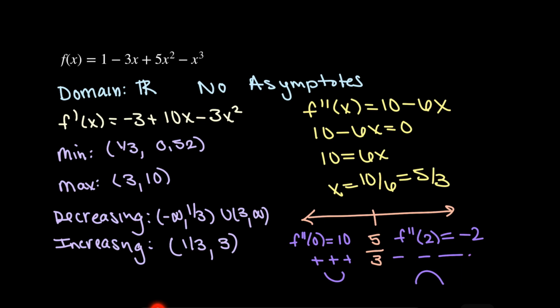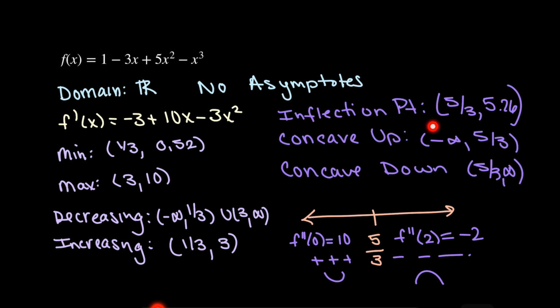I can see that there's a change in concavity at x equal 5/3, so that's going to be an inflection point. So I'm going to jot down all of that information, inflection point at 5/3, and then I took that 5/3, I plugged it into the original function, and got approximately 5.26. So there's my inflection point. The function is concave up from -infinity to 5/3, and it's concave down from 5/3 to infinity.